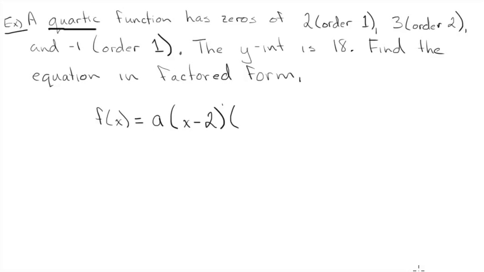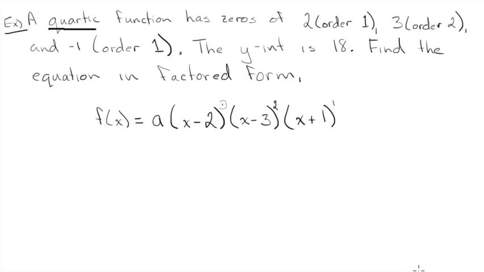There's a zero of 3, so there's going to be a factor of x minus 3. That has order 2, so the exponent is 2. And then there's another zero of negative 1, which means there's going to be a factor of x plus 1. The order on that one is 1. So this is our general form. A quartic is going to look something like that.